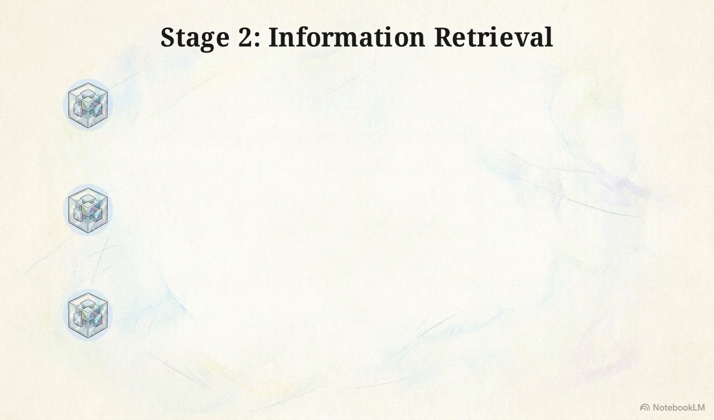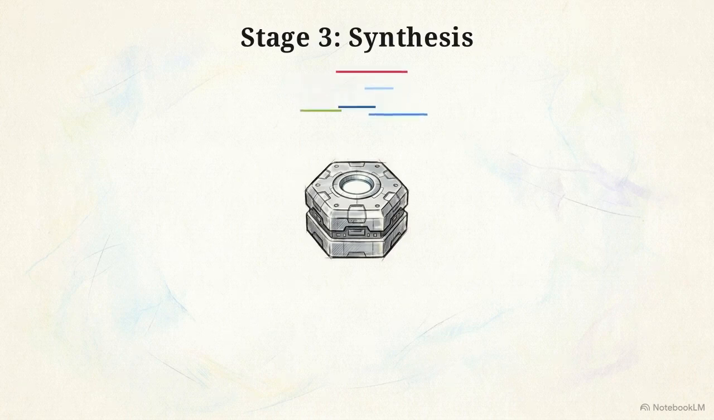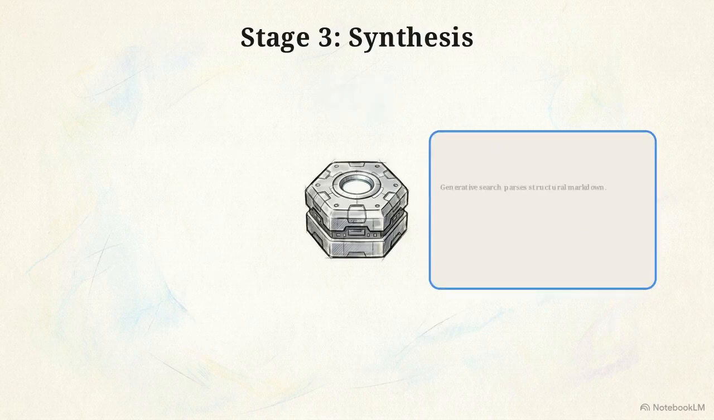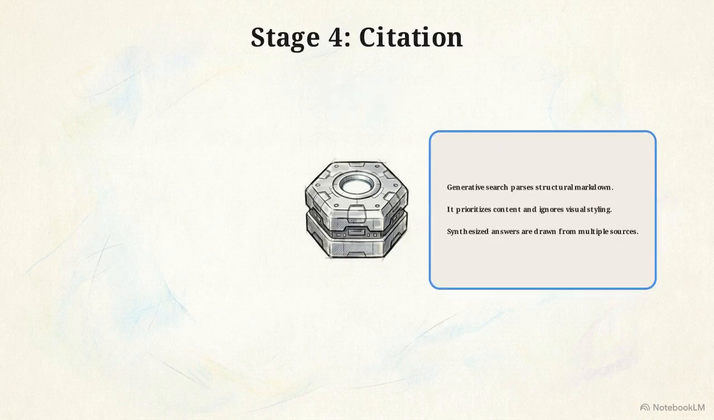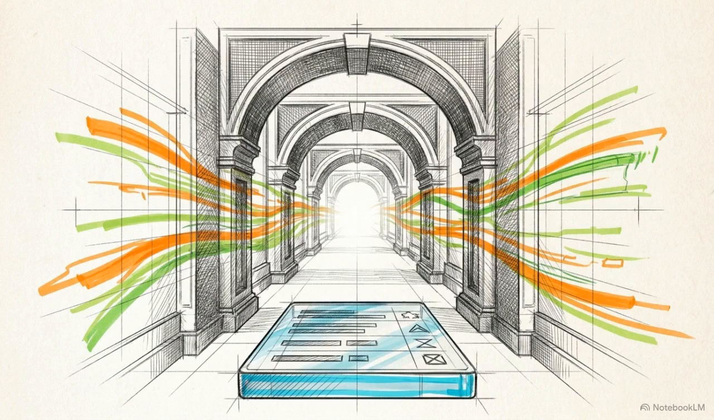Stage 3 is synthesis. Those isolated blocks of pure data converge into a central processing node. The large language model blends and rewrites these disparate inputs, reconstructing them into a cohesive conversational output. Finally, the model executes the citation stage, attaching source footnotes and outbound links to the specific claims within that synthesized text. Every single piece of digital content created today must pass through this exact four-stage computational gauntlet.